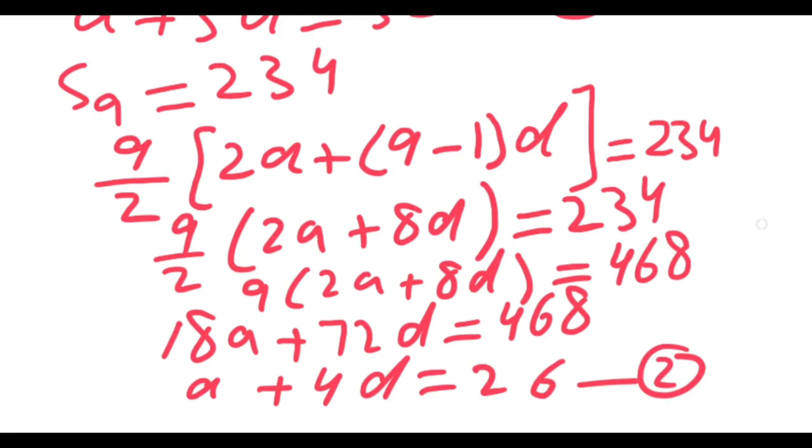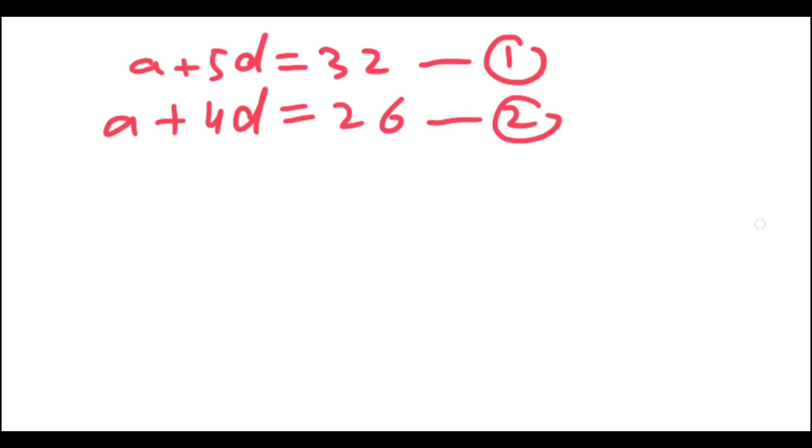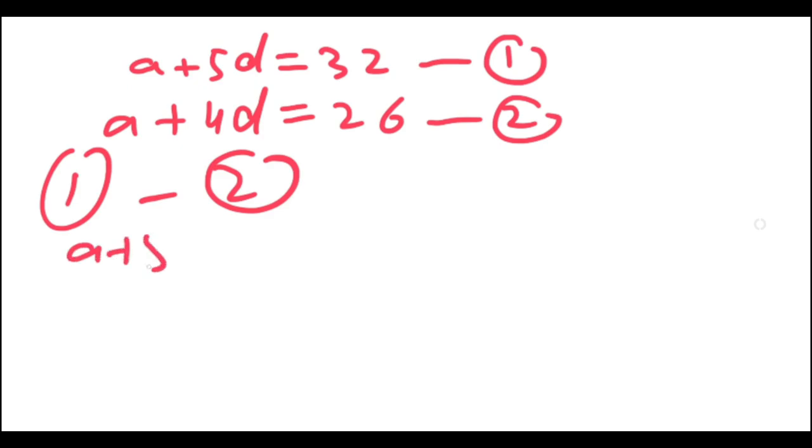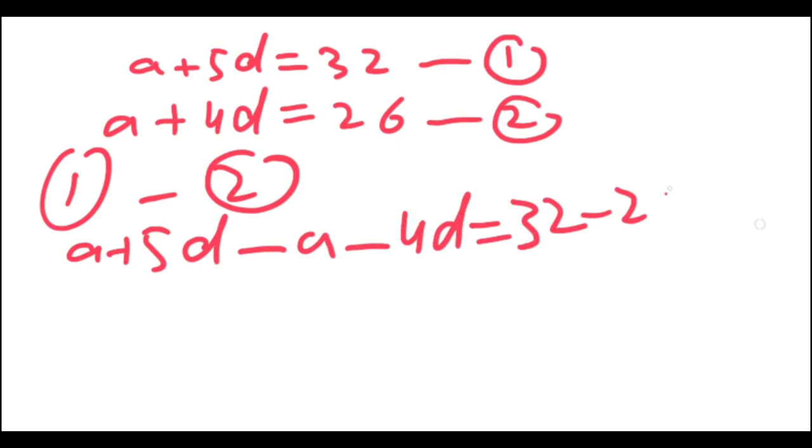Now solve the simultaneous equations for a and d. So subtract 2 from equation number 1, so 1 minus 2. I cannot use the elimination method by adding because the coefficient of a is 1, they are equal. Now, a plus 5d minus a minus 4d, that becomes d, is equal to 32 minus 26.